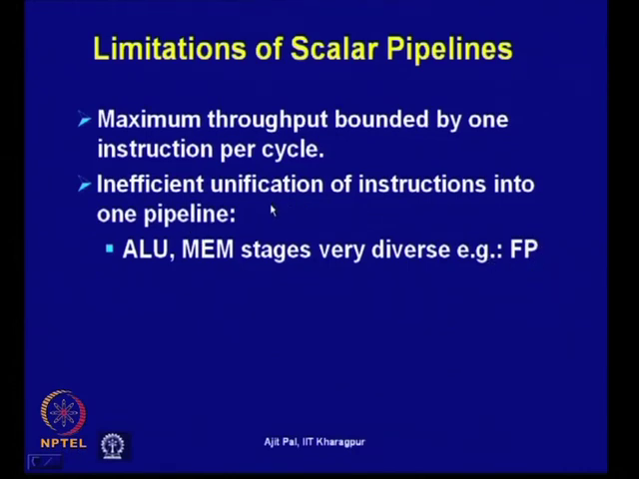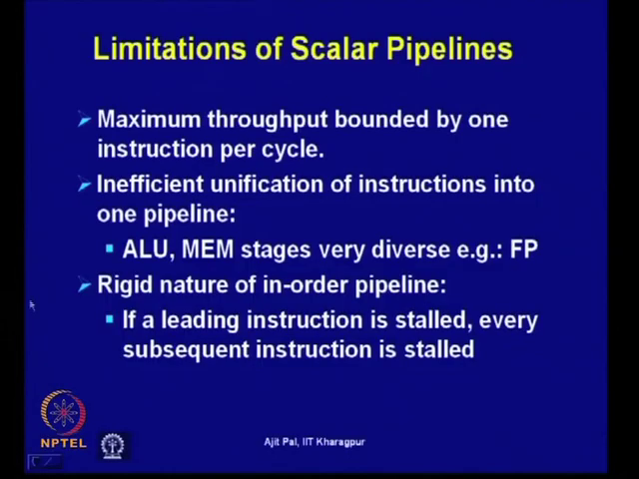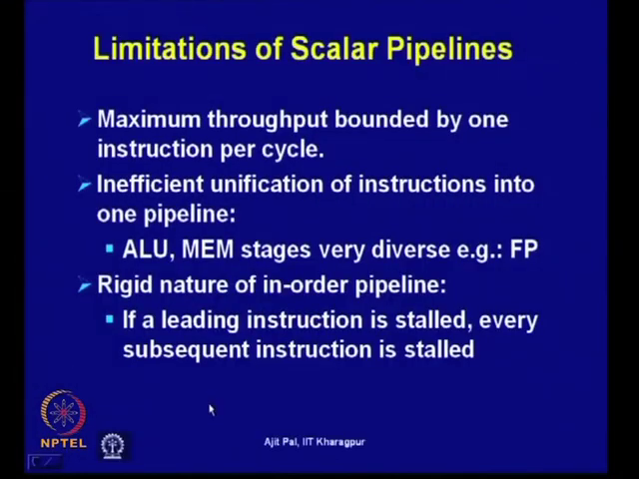We are trying to address the inefficient unification of instructions into one pipeline. That means we are forming a single pipeline where these are being inefficiently combined, and this rigid nature of in-order pipeline. That means we are trying to execute one instruction followed by another instruction. So, they will be executed in order, but that is very rigid in the sense that if a particular instruction execution is stalled because of some reason, then the second instruction also is stalled, that is not allowed to progress. And so, that problem arises in a scalar pipeline.